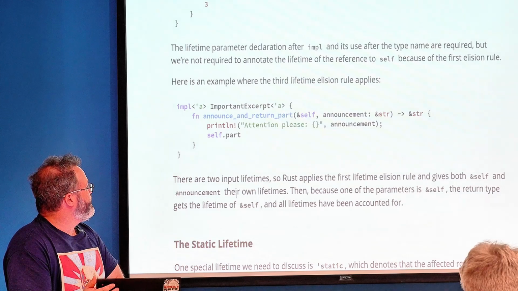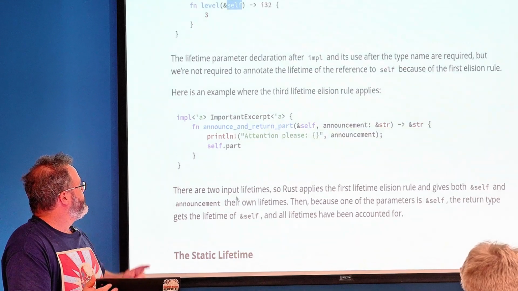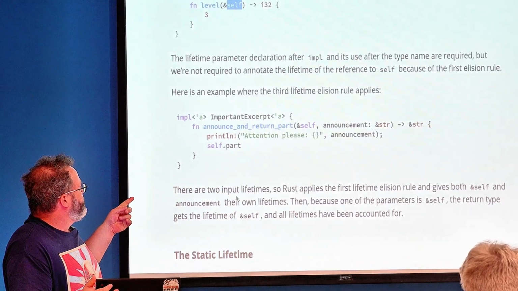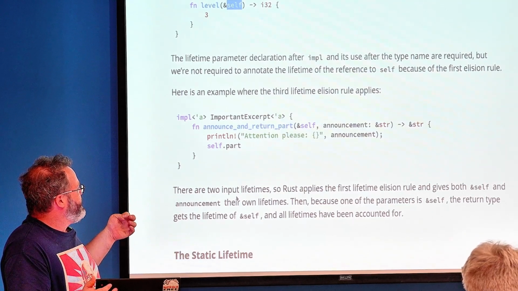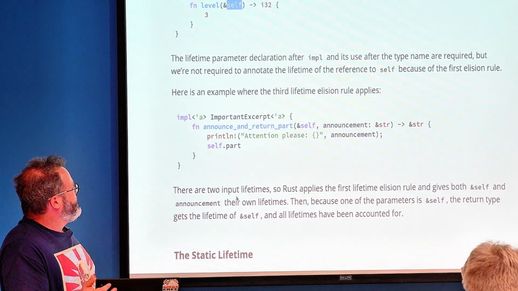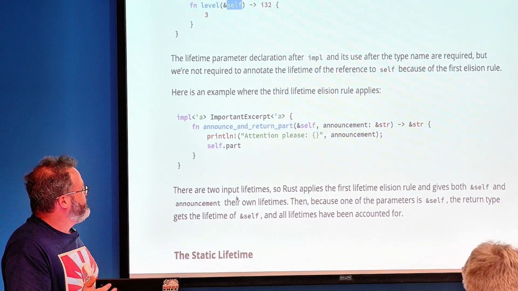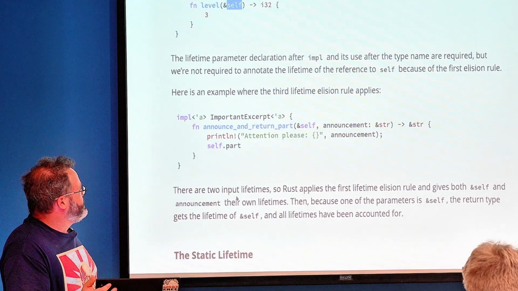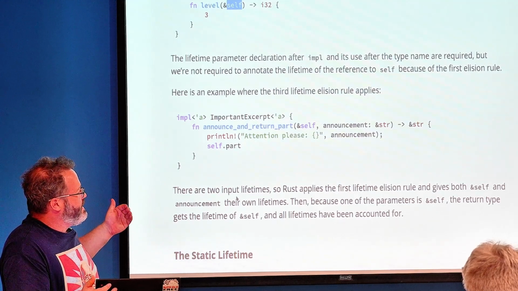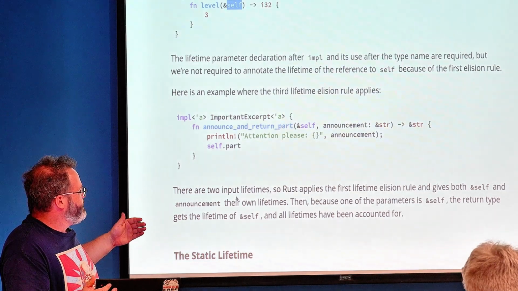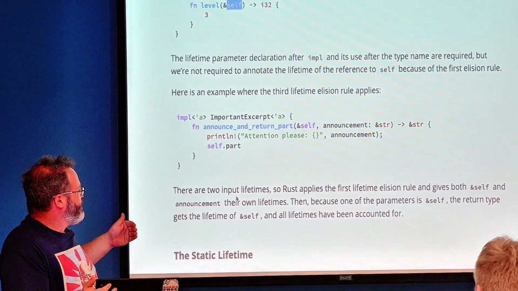And I remember when a lot of Rust was a lot more terse. The lifetime parameter declaration after impl and its use after the type name are required, but we're not required to annotate the lifetime to the reference to self because of the first elision rule, which is that every reference you get has its own unique lifetime, right?